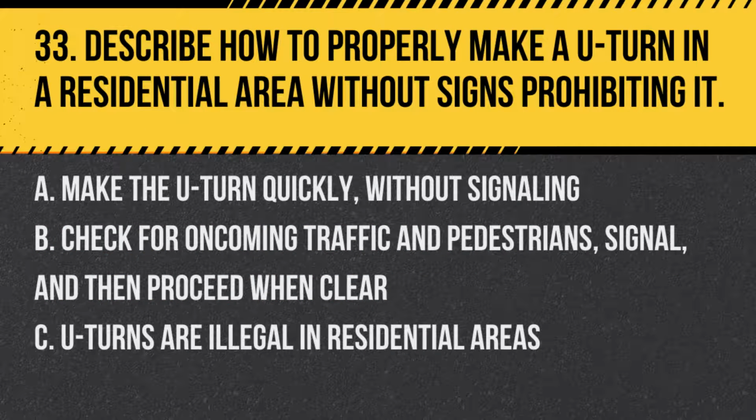Question 33. Describe how to properly make a U-turn in a residential area without signs prohibiting it. A. Make the U-turn quickly, without signaling. B. Check for oncoming traffic and pedestrians, signal, and then proceed when clear. C. U-turns are illegal in residential areas.